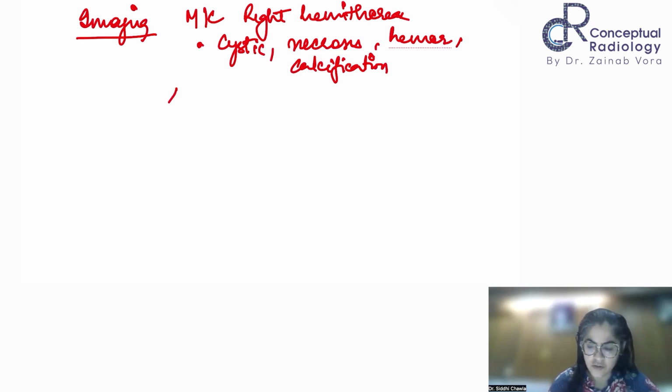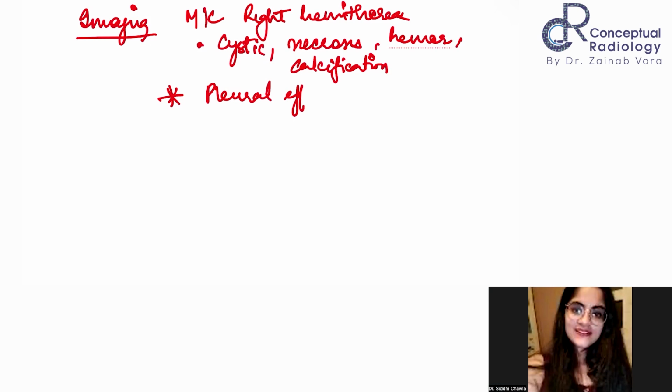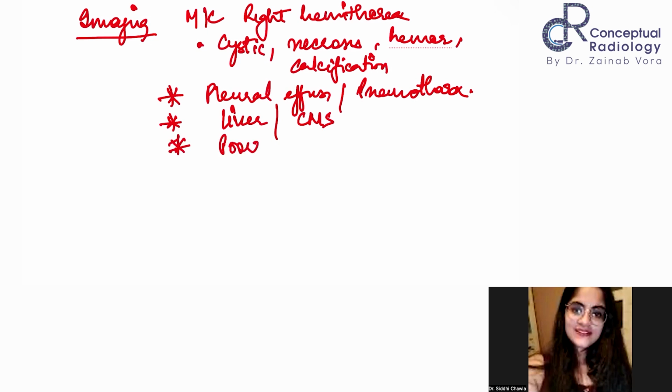Right. Another common finding that is important imaging-wise is pleural effusion, as well as pneumothorax. Pleural effusion and pneumothorax are frequently associated findings with the pleuropulmonary blastoma. Metastasis, if it occurs, commonly occurs to the liver or to the brain in the CNS, right? And because it occurs at a younger age, this tumor has a poor prognosis, right?